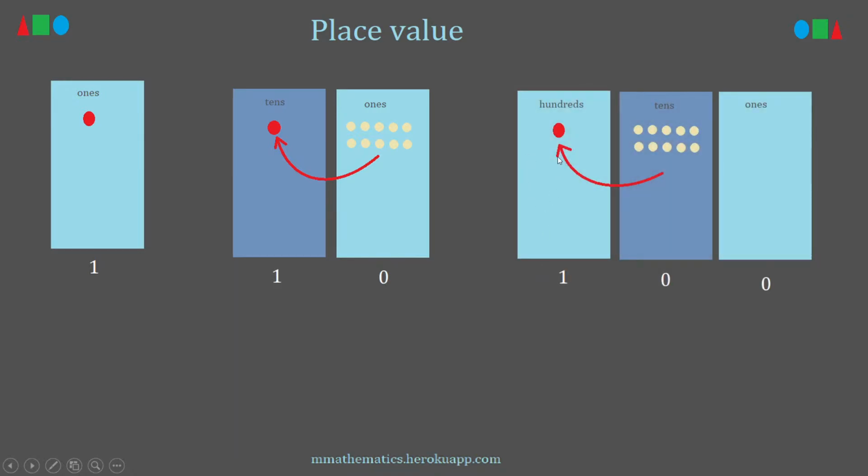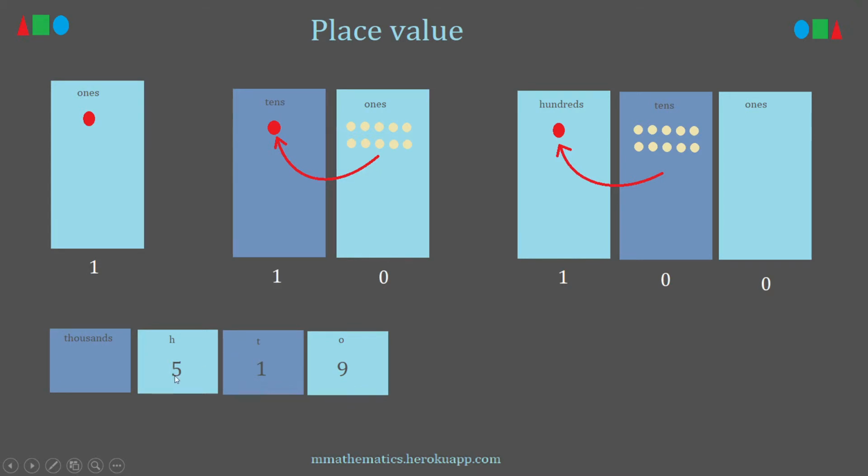Finally, now we have 3. We have a hundreds, a tens, and a ones. This time we had 10 tens in the tens column, okay? All of those were moved over to the hundreds, where it's now 1 dot, and that is 1 hundred. 1 in the hundreds column, 0 in the tens column, and 0 in the ones column to equal 100.